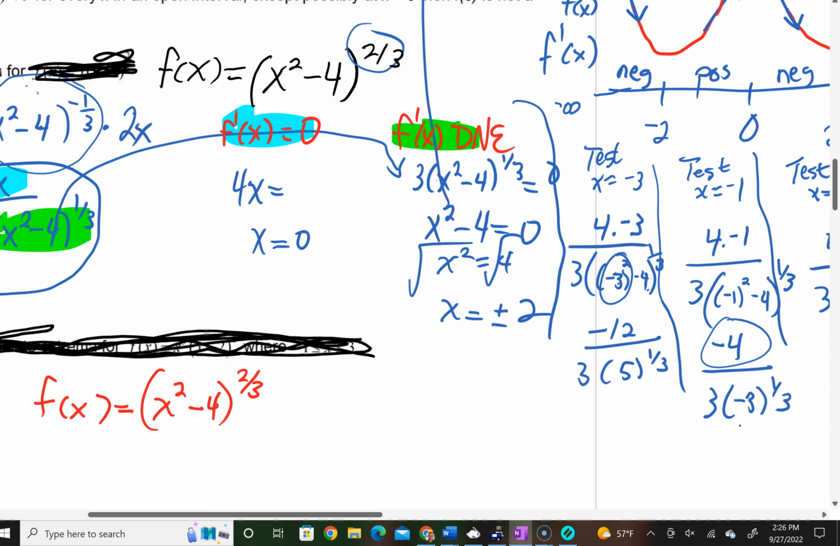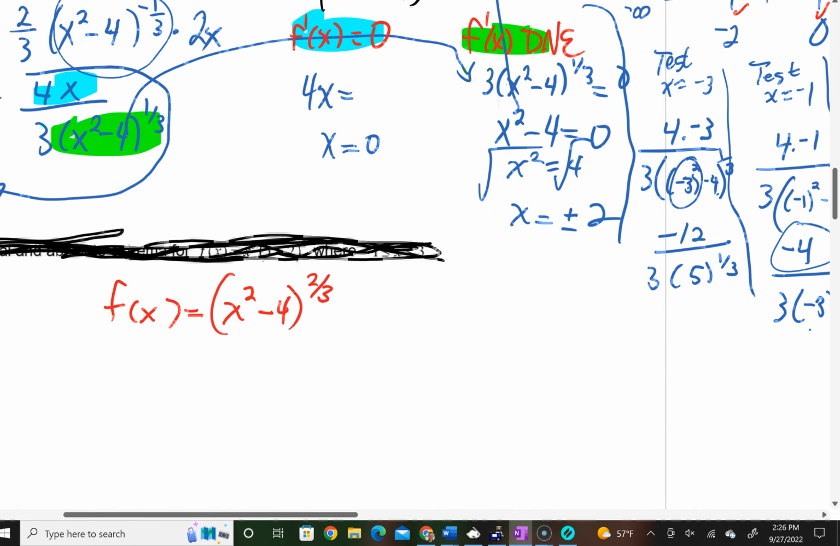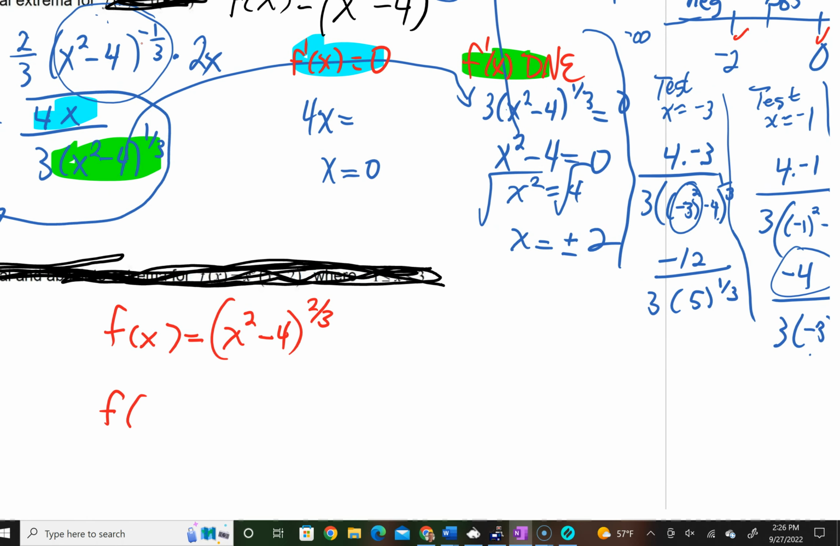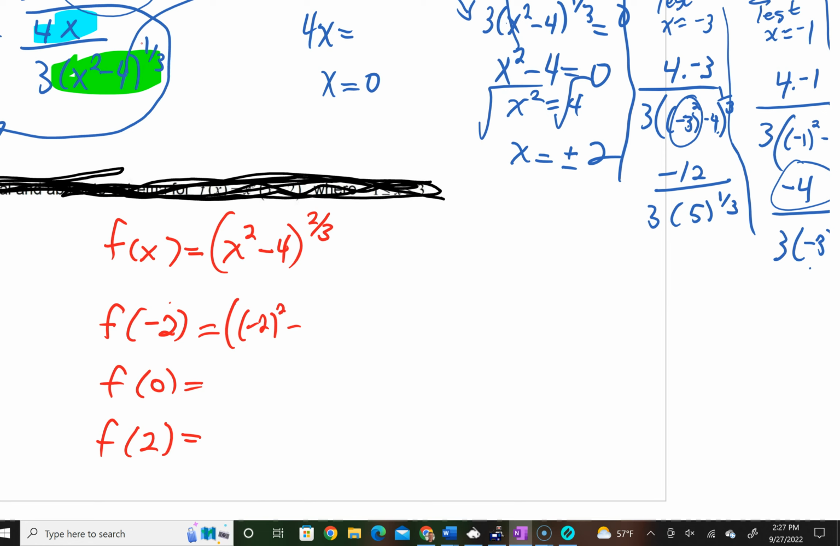I'm seeing that there are 3 x values that I am very, very interested in. What are they? -2, 0, and 2. That's what's really coming into play. Say, all right, well, what do we do? Well, plain and simple, plug them in and see what you get. You plug in -2 into this function here, you're going to get -2 squared minus 4 to the 2/3. -2 squared is 4. 4 minus 4 is 0. 0 to the 2/3 is 0.